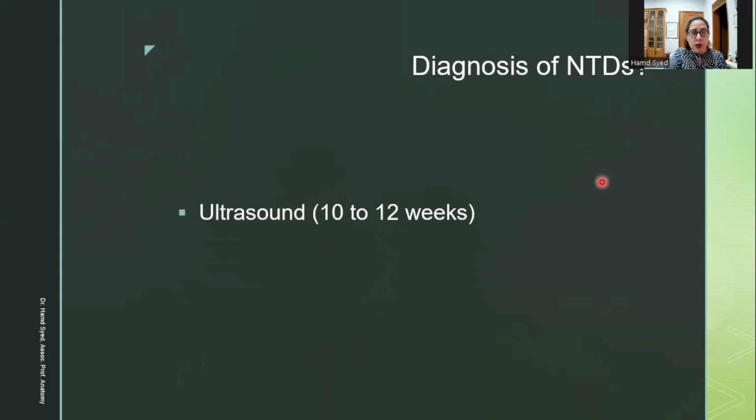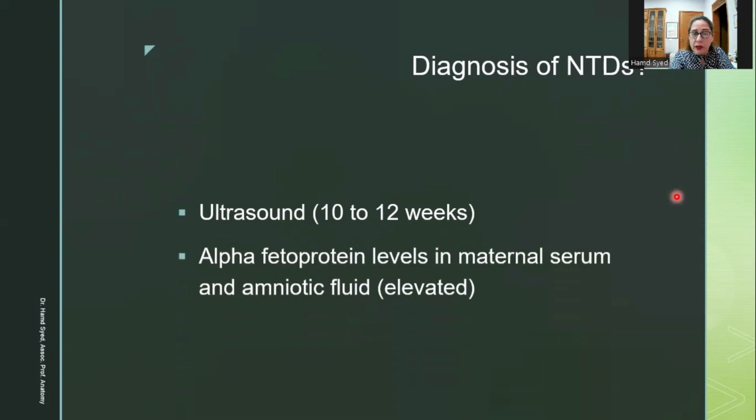How can we diagnose NTD? Well, ultrasound in the 10th or 12th week of intrauterine life would be the diagnostic tool for a neural tube defect in the fetus. Other than that, you can measure the levels of different substances, alpha fetoprotein levels, which can be taken from the maternal serum or from the amniotic fluid. These levels will be elevated in case of NTDs.